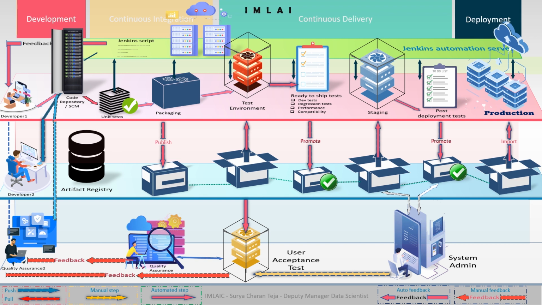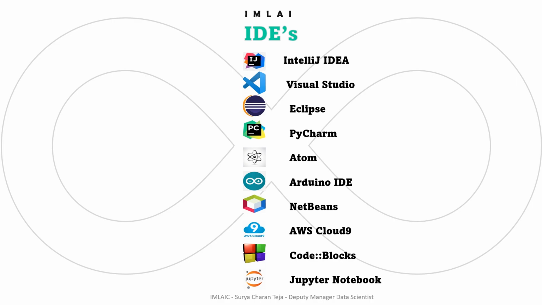So we have seen the detailed explanation of DevOps manual and DevOps automated. Now we will look into each stage of DevOps and what types of tools we use, and what tools are available in the market. We'll look into each of them ahead. So in the development phase, we'll begin with the IDEs.